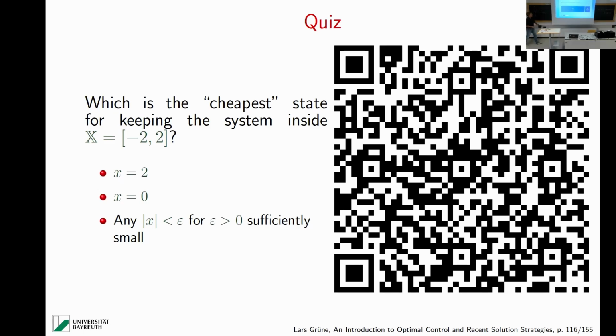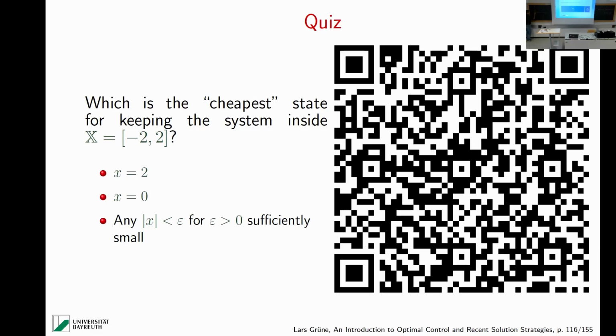Let's first have a look at the case which no one chose, x equal to 2. Say we are here. If we do not do anything, the state would double. So after one time step we would really go out to x equal to 4. So we have to counteract with at least u equal to minus 2 to stay inside, right? And this means that we'll create a cost of 2 squared, so a cost of 4. That's quite high.